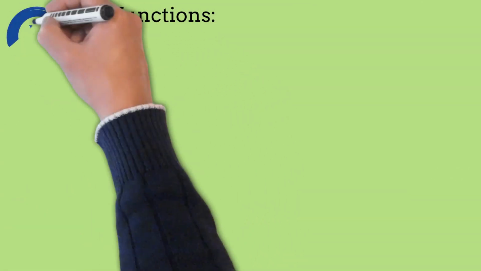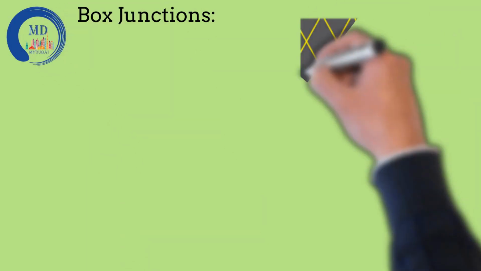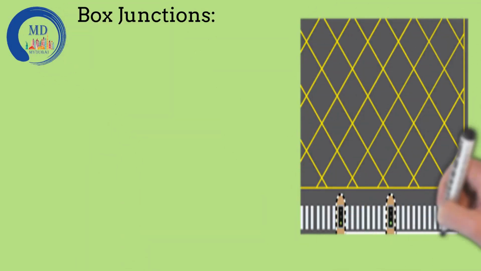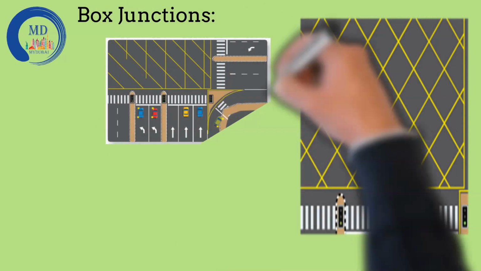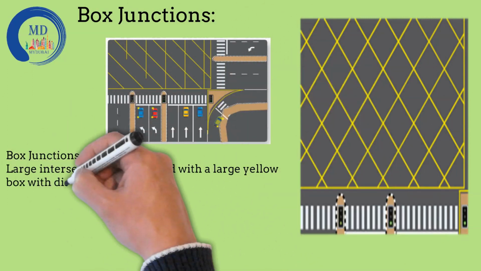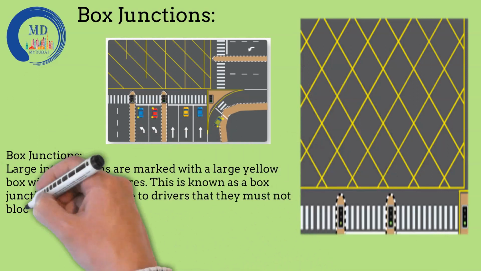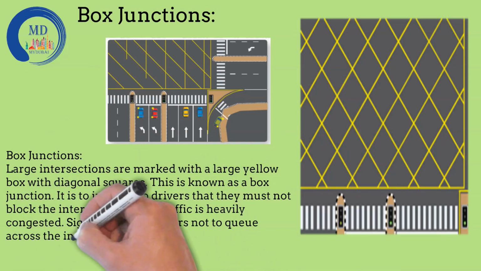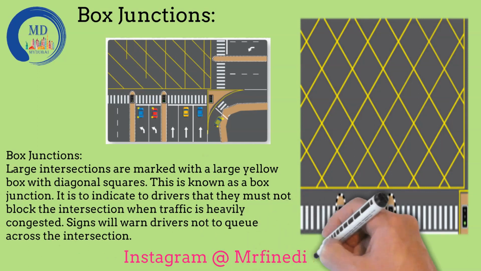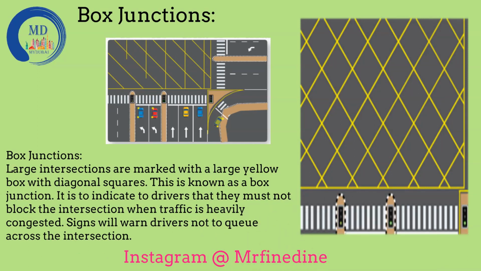And the next one is the box junction. Usually you will find this kind of marking on a junction or a large signal, which means these yellow lines mean that if the traffic is heavy, you should not block the junction and you need to only enter this junction if it is clear, and if there is a queue you still need to wait even if the signal is clear. So do not queue on the intersection. That's what this yellow box means.